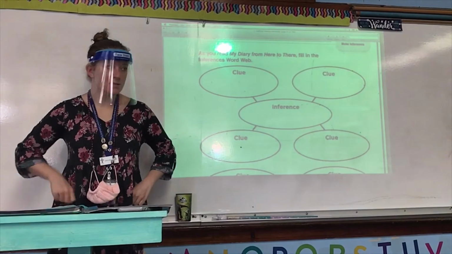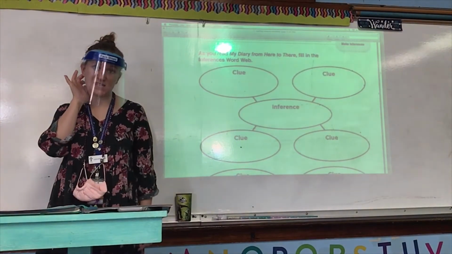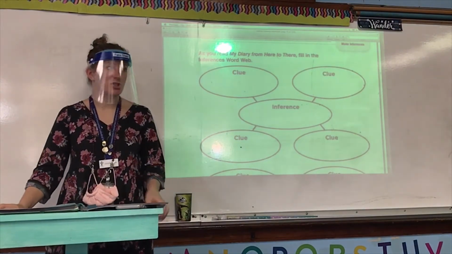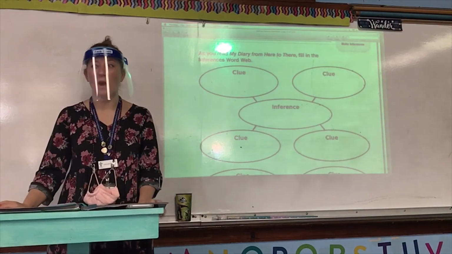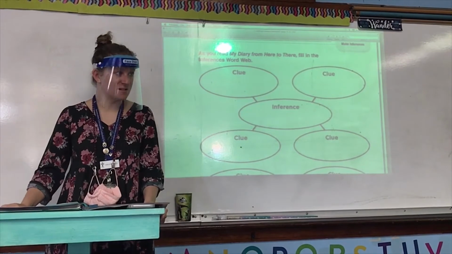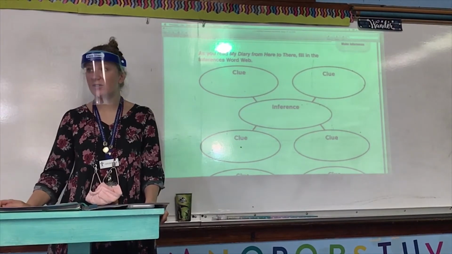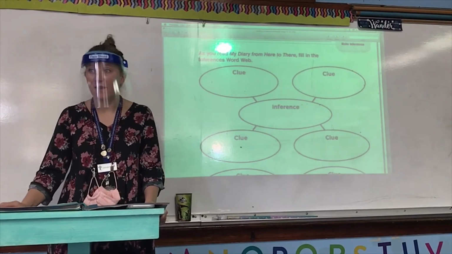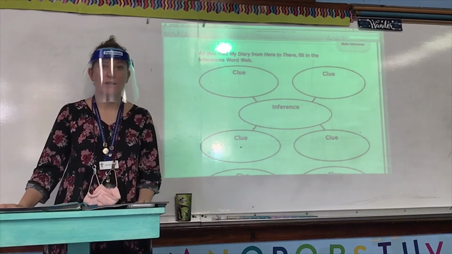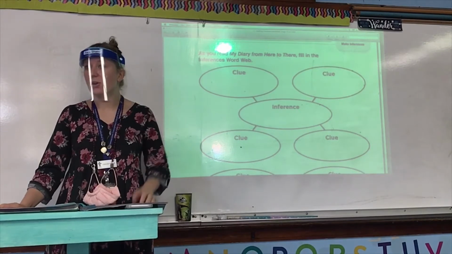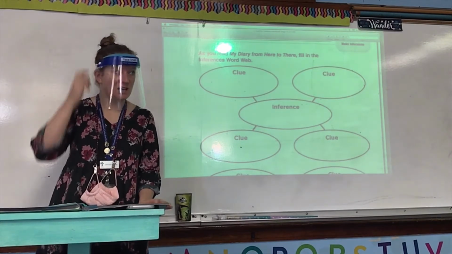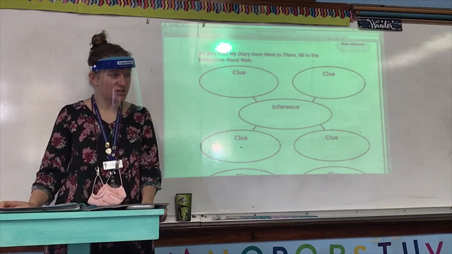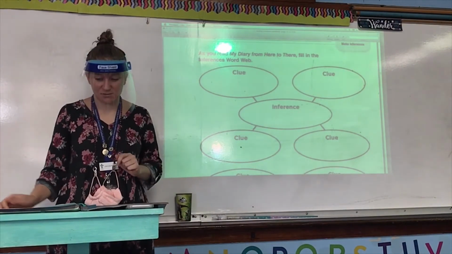Okay, so remember what we're talking about is making inferences. That's the skill that we're working on this week. That means we're asking ourselves questions about what's happening, why it's happening, what may happen next, who is this character, what are they like, how are they reacting, how may they react later, why are they reacting in this way. Those are all questions you can ask yourself to make inferences. So as you read, you should be asking yourself these questions, or I may be asking you these questions.